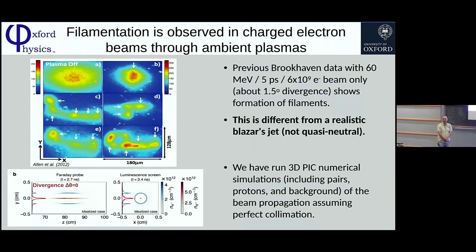So it means that the simulations, at least the simulations where beams were fully collimated, were not representative of that scenario.